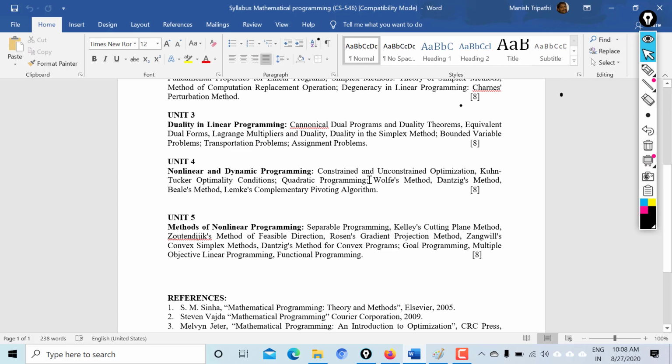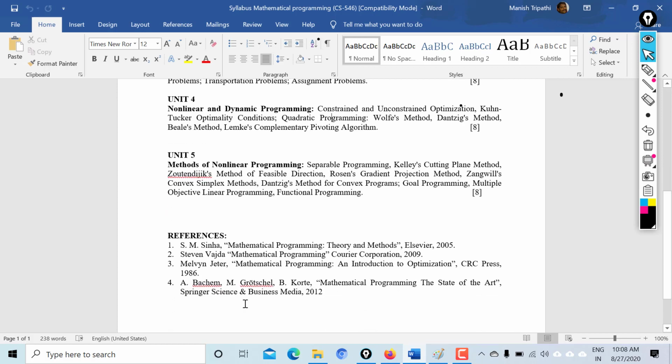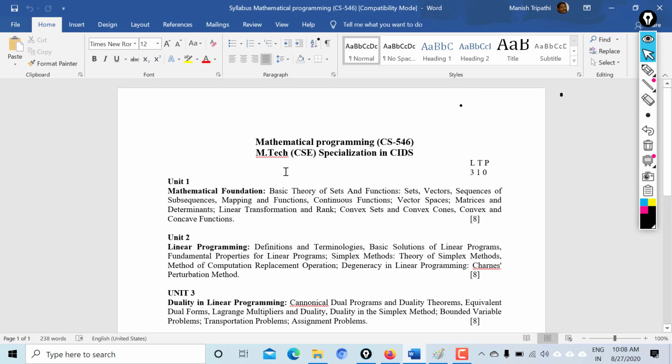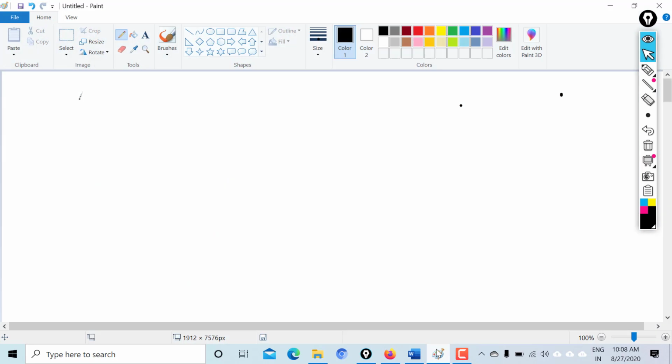The book which I am going to prefer is by S.M. Sinha, because most of your syllabus will be covered in S.M. Sinha only: Mathematical Programming: Theory and Methods, Elsevier publication, 2005. So the first topic is basic theory of sets and operations. I am going to start this topic because it is basic set theory and you have already studied it, so I will not go very deep. It will be like revising and refreshing the old concepts only.